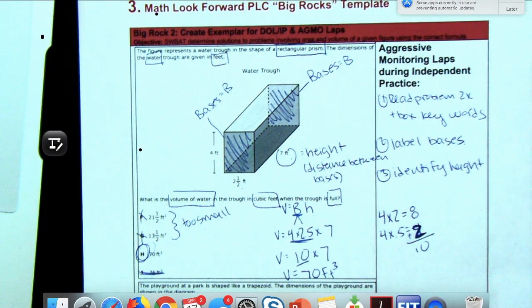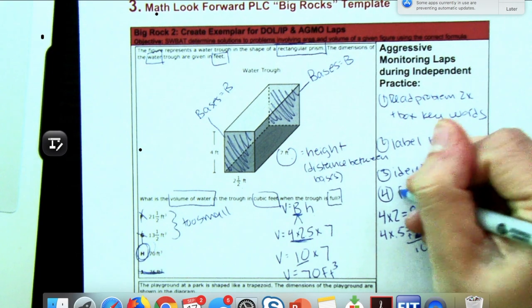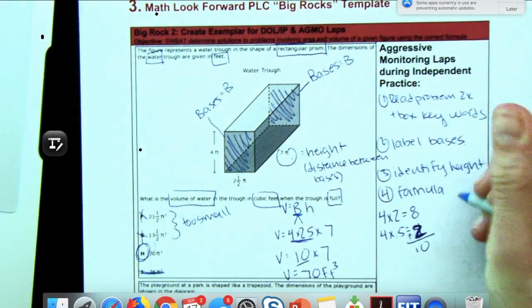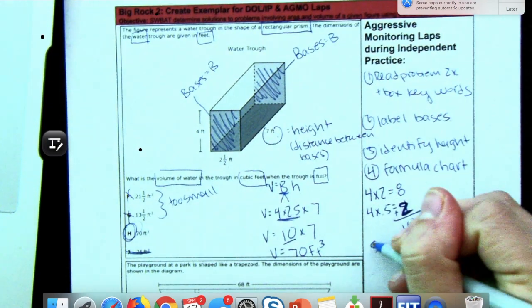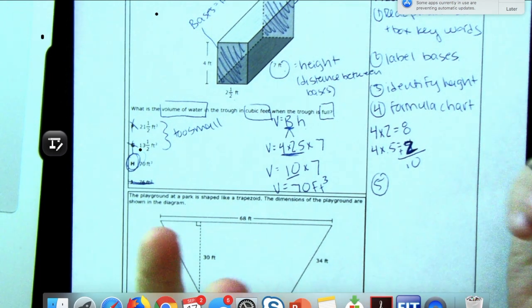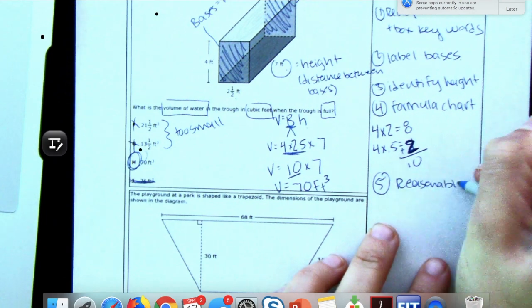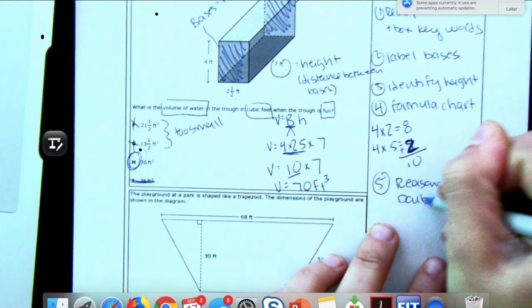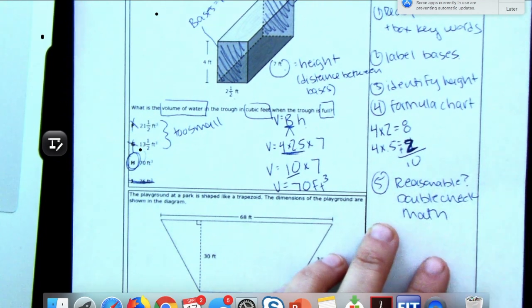The next thing I did is I wrote the formula, went to my formula chart, okay? So I'm going to make sure when I'm doing my labs that my students have written the correct formula. And then finally, the last thing I'm going to do, I'm going to write this down here below my math, is I'm going to make sure that my answer is reasonable and double check my math. So I'm just going to write reasonable, double check, math. Okay, so I have my labs written out.